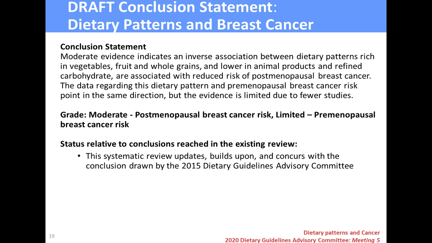The draft conclusion statement for the dietary patterns and breast cancer review states, moderate evidence indicates an inverse association between dietary patterns rich in vegetables, fruit, and whole grains and lower in animal products and refined carbohydrate and reduced risk of postmenopausal breast cancer. The data regarding this dietary pattern and premenopausal breast cancer risk point in the same direction, but the evidence is limited due to fewer studies. The grade is moderate for postmenopausal breast cancer risk and limited for premenopausal breast cancer risk, and this systematic review builds upon and concurs with the conclusion drawn by the 2015 Dietary Guidelines Advisory Committee.